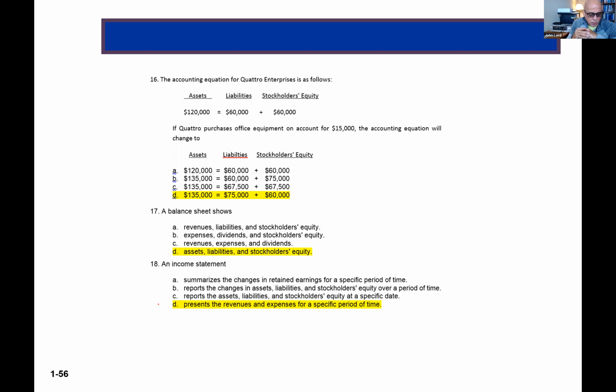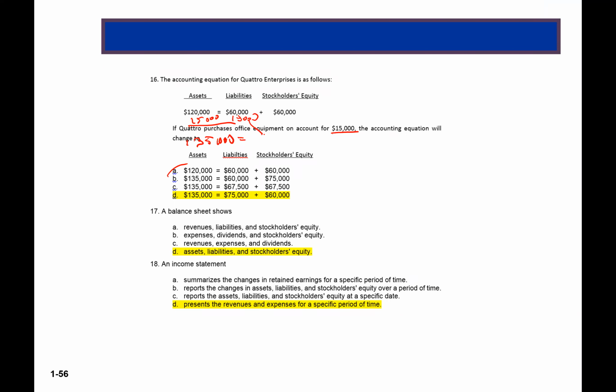And so if I acquired equipment, are my assets going to go up? Yes. Okay, so I'm going to put that 15,000 on the asset side. So that brings my assets now to 135,000. And notice, guys, when you're taking an exam, you'd only be able to get rid of A in that case, but at least A is not right. And then my liabilities are going to go up, aren't they?